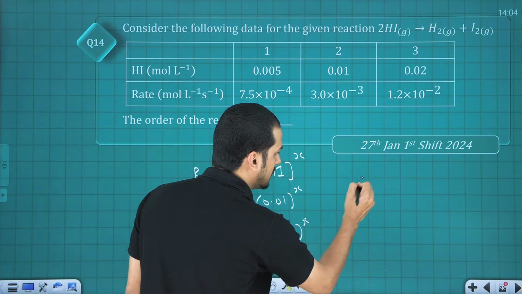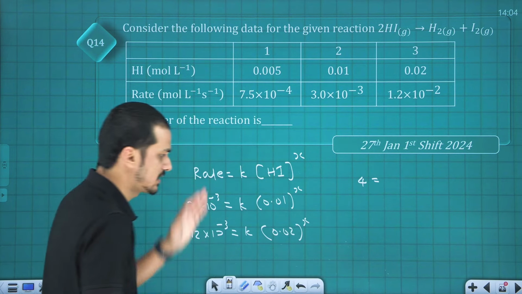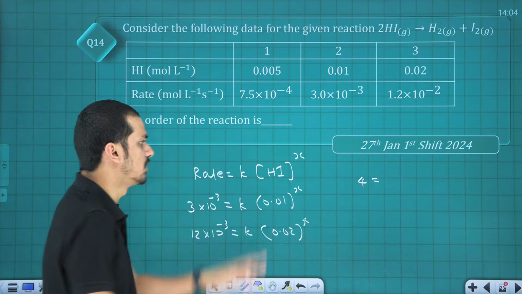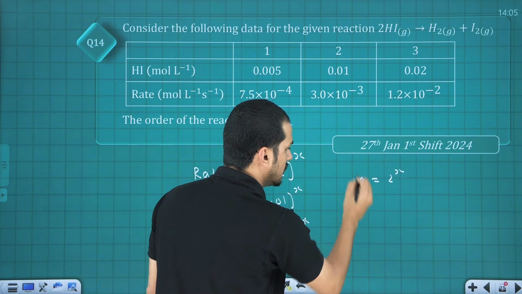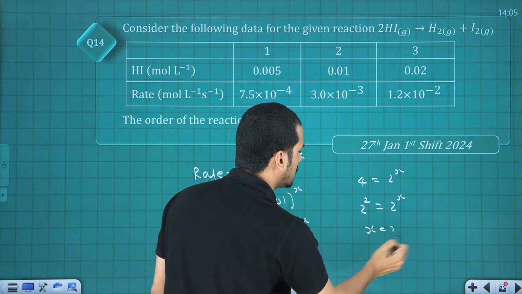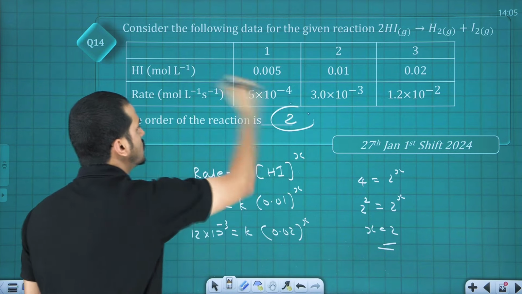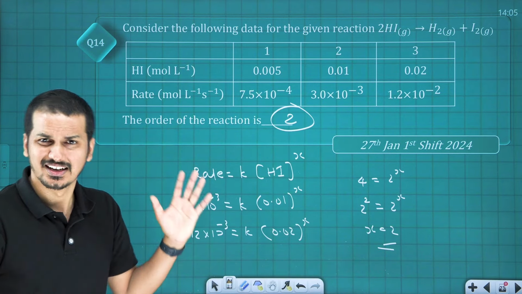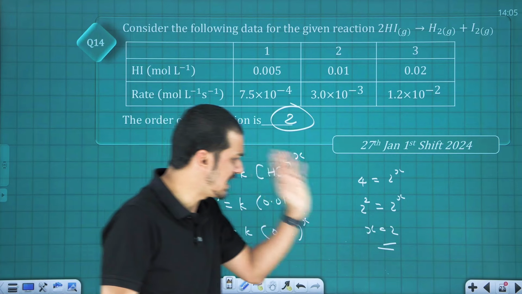12 by 3 means 4 will come. 10 raised to minus 3, 10 raised to minus 3 will get cancelled. This is equal to 2 raised to X will come. So 4 means 2 raised to 2, equal to 2 raised to X. X equal to 2 I will get. So answer is 2. Order of reaction is 2. Clear dears? Very simple. Same way we can solve.